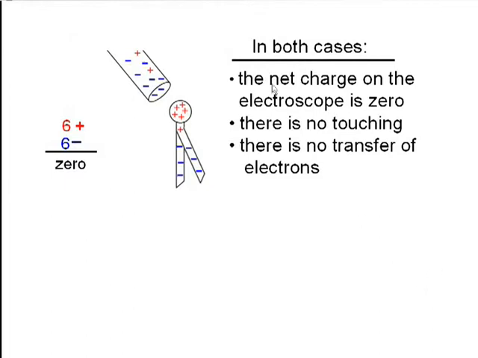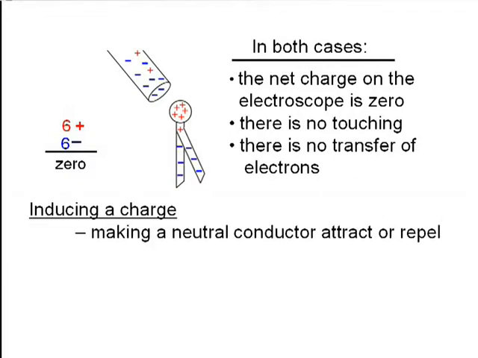In both cases, the net charge on the electroscope is 0. There's no touching and there's no transfer of electrons. This is called inducing a charge. We're making a neutral conductor attract or repel. It's acting like it has a charge on it.